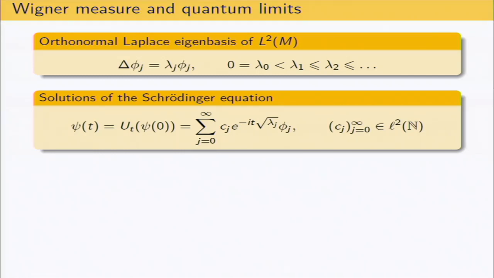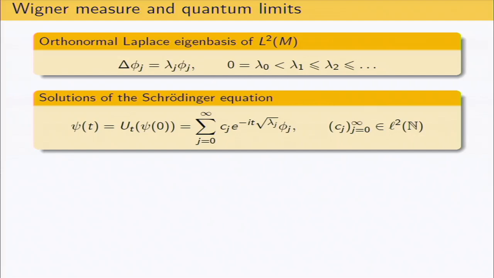In particular, because the Laplace operator is self-adjoint, there is an orthonormal Laplace eigenbasis of L2 space that we shall fix at this point as being phi j, and we label the eigenvalues as lambda j. There is the constant function, which has eigenvalue 0, and then we arrange the lambda j in increasing order. They tend to infinity. In particular, each Laplace eigenvalue has finite multiplicity.